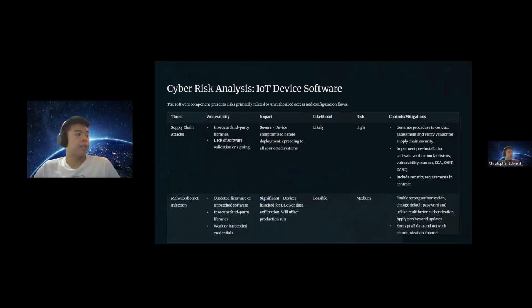The second one is malware or botnet infections. These arise from outdated firmware or weak credentials. A successful attack could hijack the device for DDoS, or distributed denial of service, or also data theft, causing production disruptions. The controls here include patching software, enforcing MFA, and also encrypting communication channels.